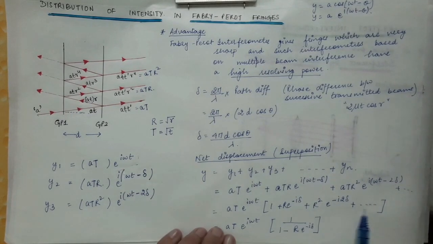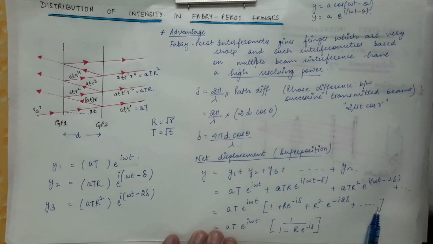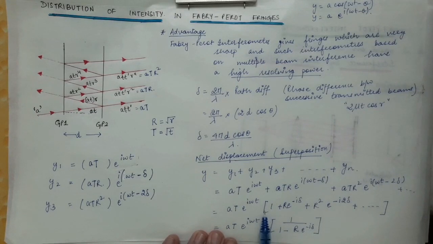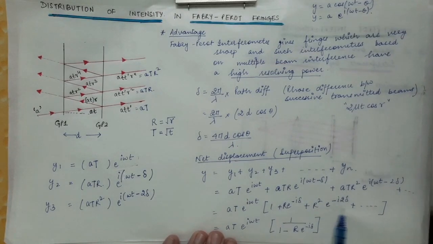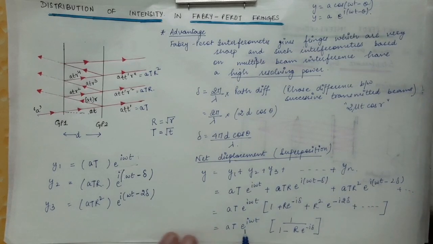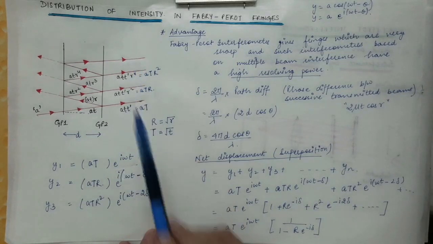The terms in the square bracket form a geometric progression, and the summation of this geometric progression is given by the first term over 1 minus the ratio. So what is the ratio of the consecutive terms? It is r e^(−iδ). This will be the summation of the geometric progression. The other term will remain as it is. So this is nothing but the resultant amplitude of all these transmitted rays.